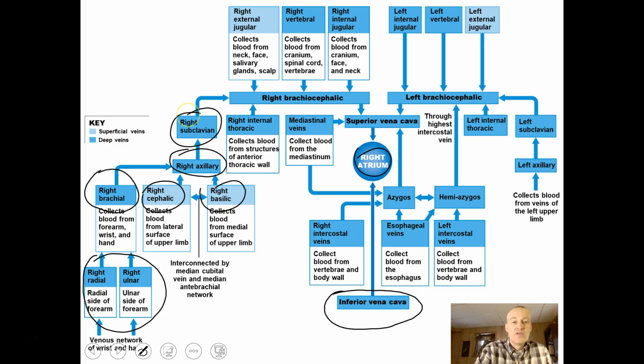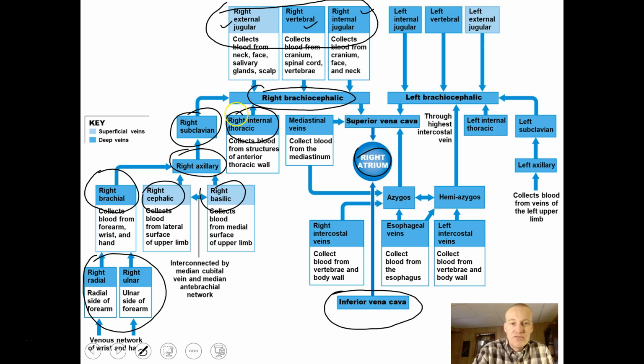All this will merge into the right subclavian and eventually the right brachiocephalic. So bringing stuff from the head, we have the external jugular, the right vertebral, right internal jugular. These bring blood into the right brachiocephalic.